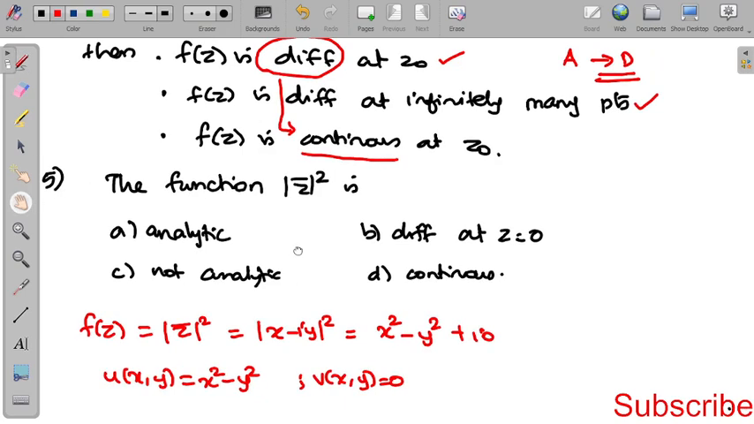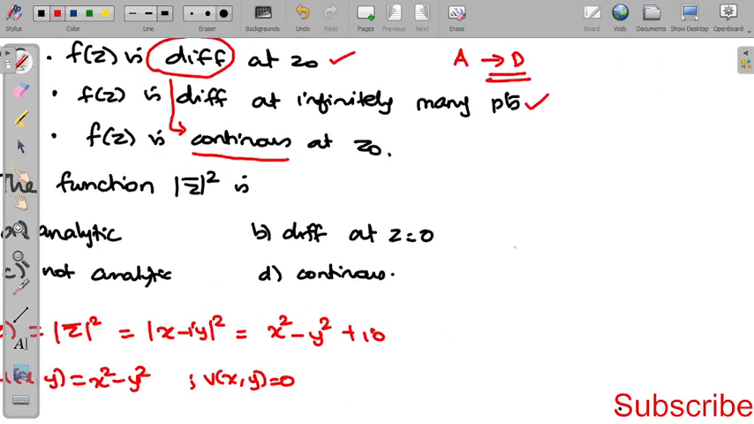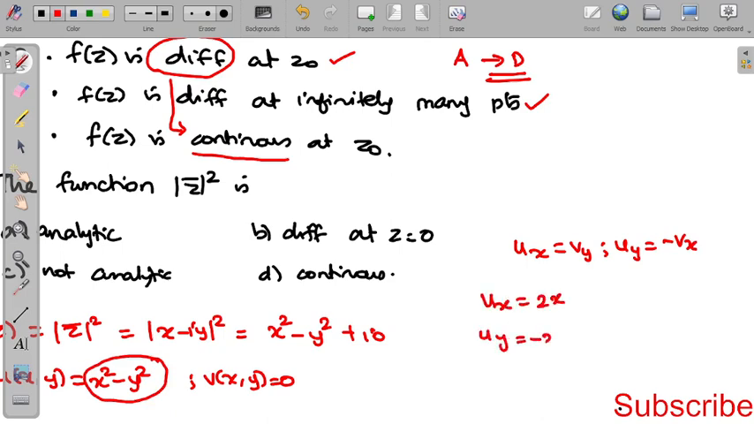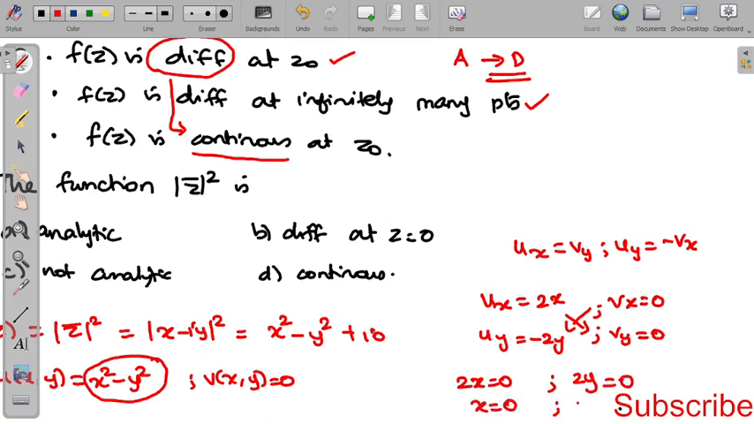So for finding the differentiability, we can check the Cauchy-Riemann equations: ux is equal to vy and uy is equal to minus vx. Here u is x square minus y square, so ux is equal to 2x. Similarly, uy is equal to minus 2y, and vx is equal to 0, and vy is equal to 0. So comparing the Cauchy-Riemann equations, you get 2x is equal to 0. Then uy equal to minus vx, that is minus 2y equal to 0, gives 2y equal to 0. This gives x equal to 0 and y equal to 0.